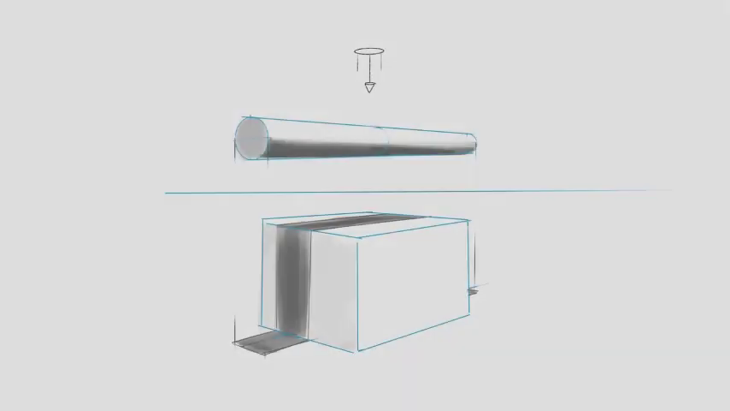Okay, hopefully this is starting to sink in a little bit. So let's take the difficulty up one level, and instead of having a ground plane to cast a shadow on, we're going to have another object.